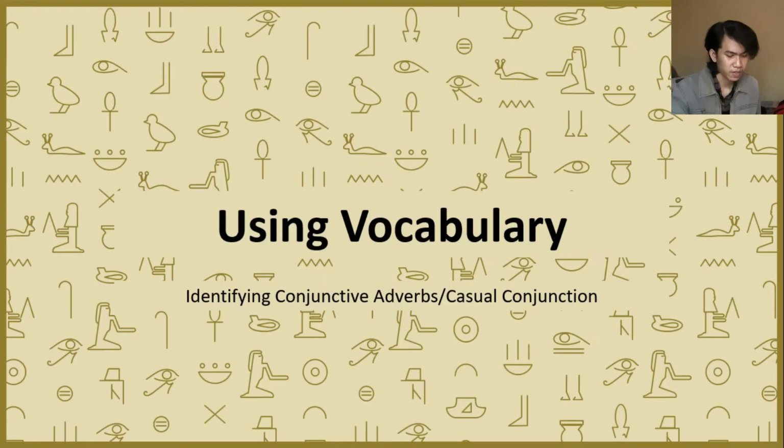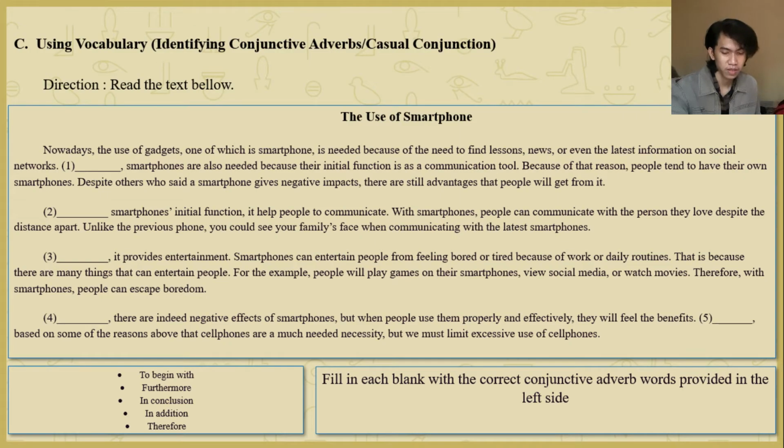Okay, the next activity is still about vocabulary, which is using vocabulary. It is about identifying conjunctive adverbs or causal conjunction. Okay, the form of this activity will be like this, as it's shown on the slide. This activity is still the task for the students. The task is to fill in the blank with the correct conjunctive adverbs, as you can see on the slide.